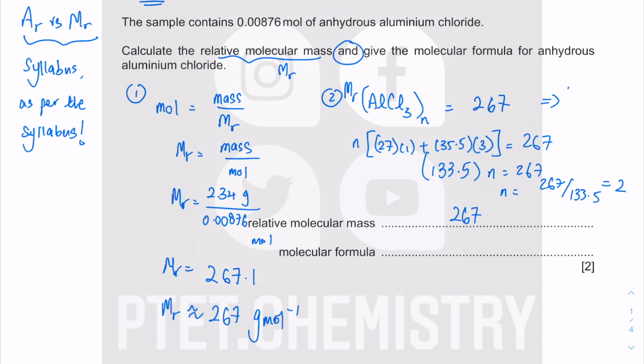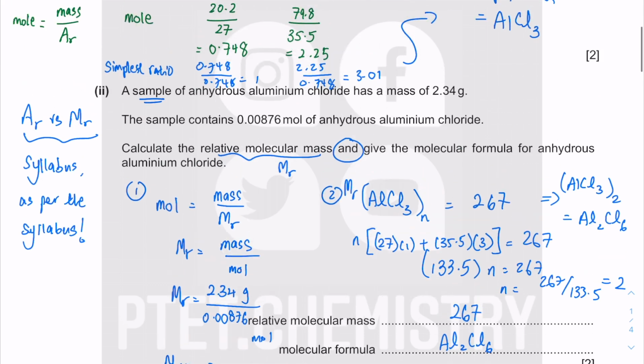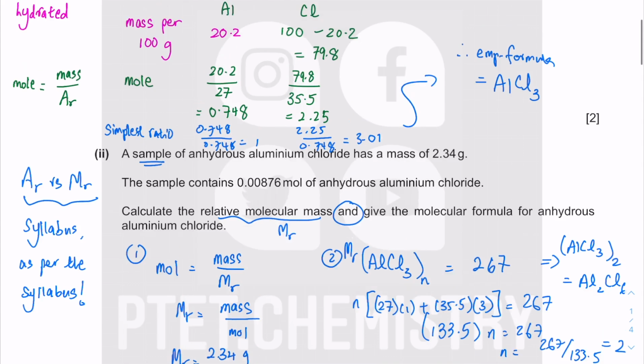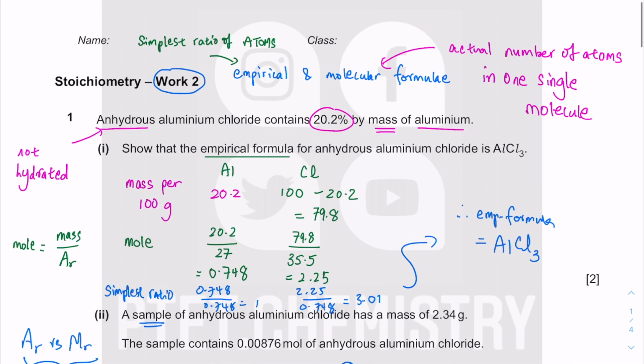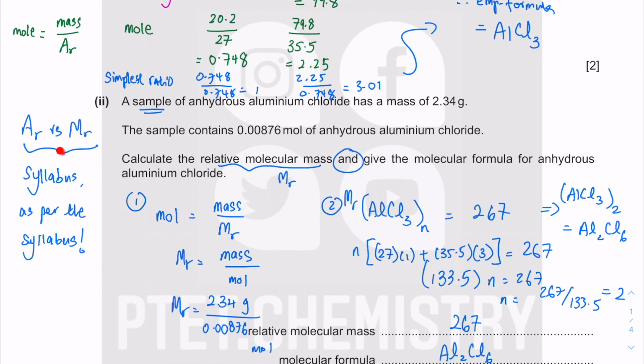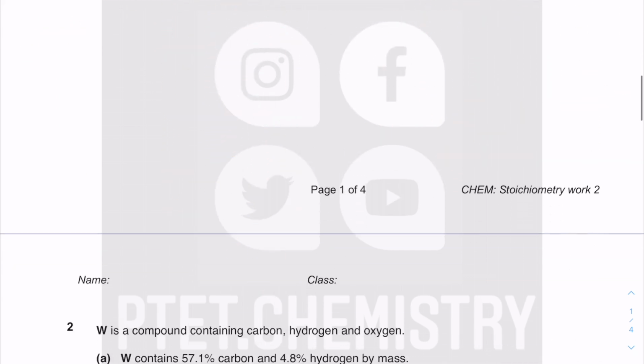So what does this tell me? This tells me that the empirical formula multiplied by 2 gives Al2Cl6. Al2Cl6 is the molecular formula for this anhydrous aluminium chloride, the actual number of atoms. Of course, 2:6 can be simplified. The simplest ratio of the atoms in the compound gives you the empirical formula. So both empirical and molecular formula are definitions required by Cambridge, just like Cambridge also requires you to know the definition of relative atomic mass and relative molecular mass. So make sure you know each and every one of these.